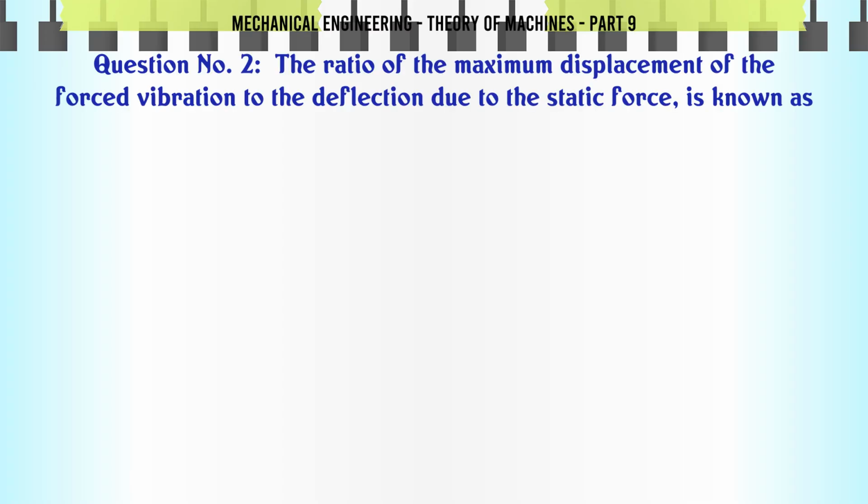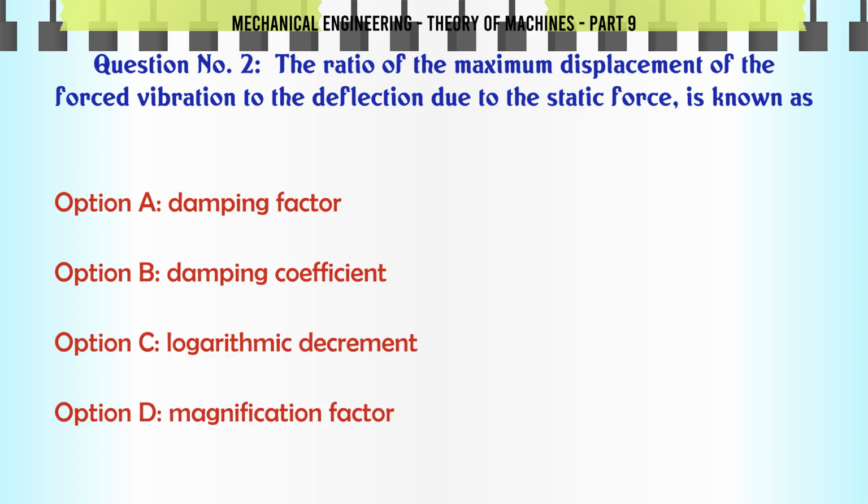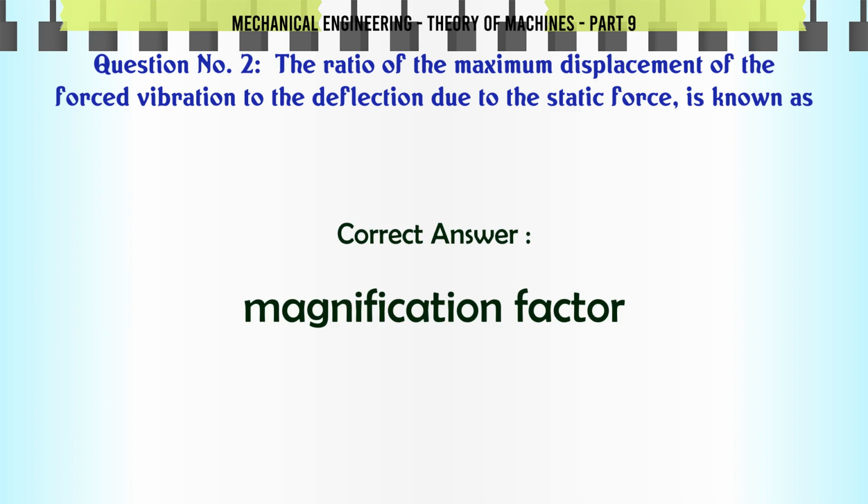× cos φ. The ratio of the maximum displacement of the forced vibration to the deflection due to the static force is known as: A. Damping factor. B. Damping coefficient. C. Logarithmic decrement. D. Magnification factor. The correct answer is magnification factor.